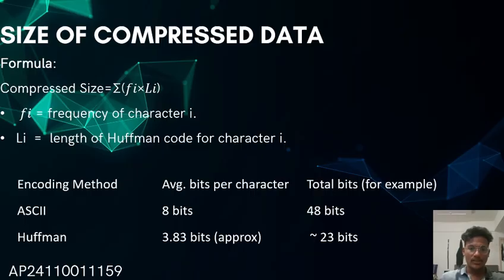When we compress the text using the Huffman code, different characters get codes of different lengths. To calculate the total compressed size, we use the formula: compressed size is equal to sigma of f(i) times L(i), where f(i) is the frequency of character i and L(i) is the length of that character's Huffman code. An example of the average bits and total bits: with ASCII it is 8 bits per character and the total is 48 bits. Using Huffman code it is 3.83 bits on average, and the total is 23 bits. This shows that Huffman code uses much fewer bits than ASCII, making the data almost 50% smaller.